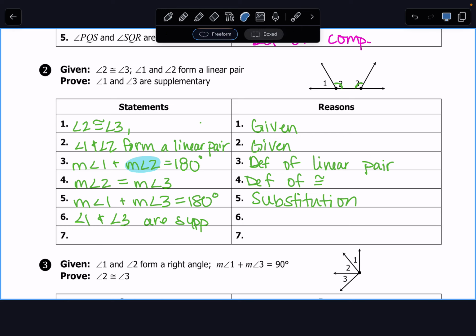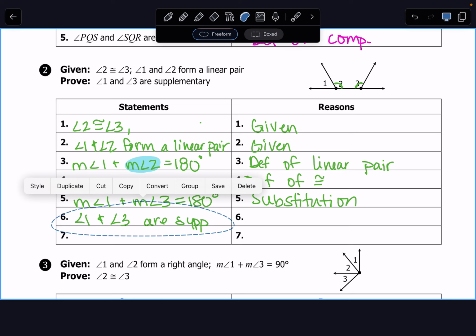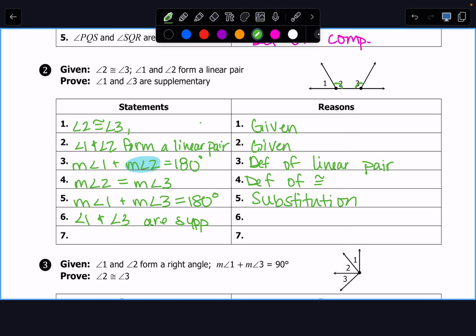Didn't even need that last line, did I? Okay, so now that we can say that the measure of angle 1 and the measure of angle 2 add up to 180 degrees, can we now say, oh, hey, 1 and 3 are supplementary? Yeah, based on the definition of supplementary.